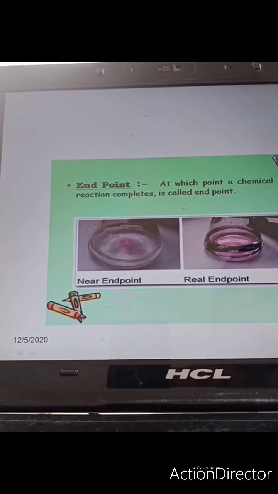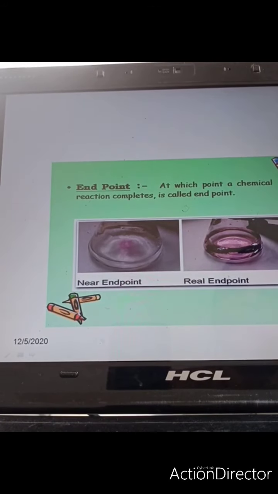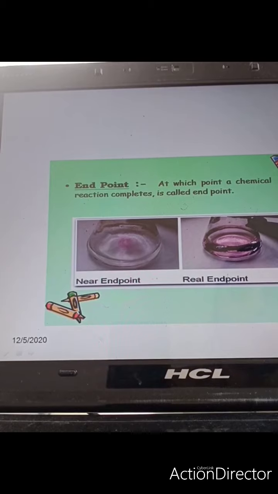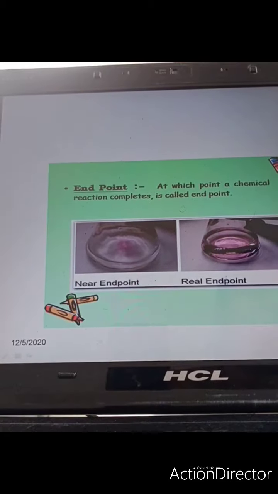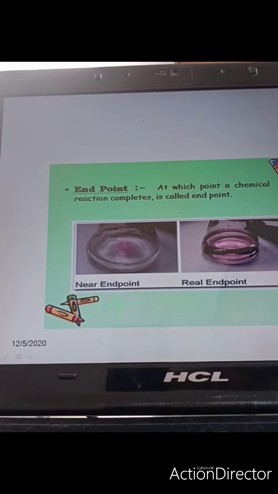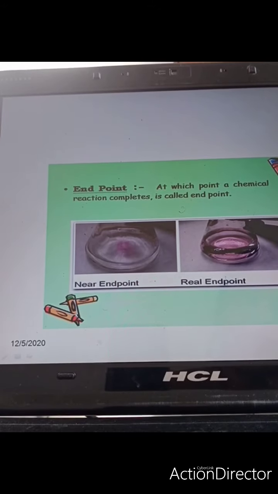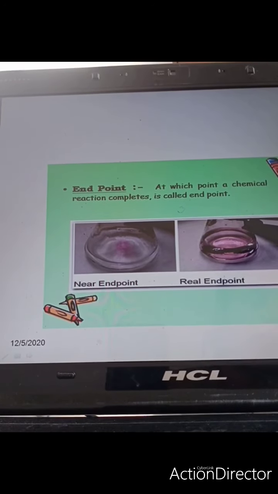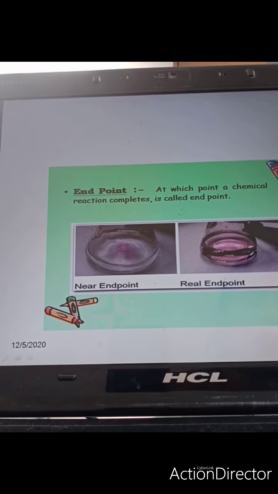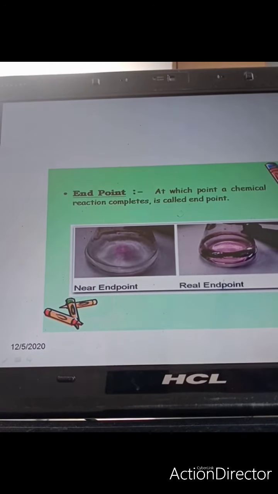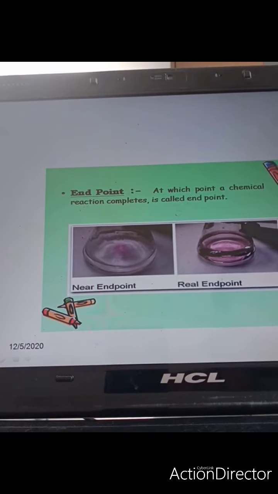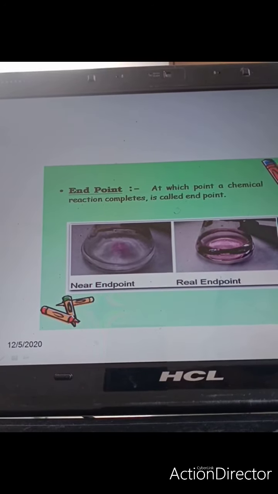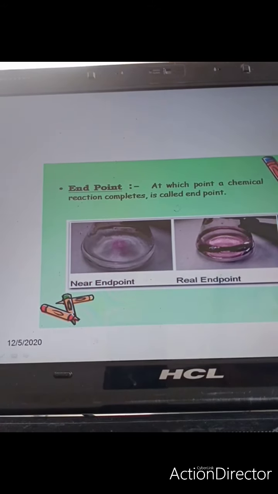Now let us discuss the endpoint. The endpoint is the point at which the chemical reaction is complete. It is indicated by using an indicator, because when the endpoint is reached, the indicator changes its color, so you can tell that the reaction is complete. Or theoretically, we can find the completion of the reaction through a graph, using electroanalytical methods like pH metric, conductometric, and potentiometric methods. Through the graph we can find the completion of the reaction, and that is known as the equivalence point.